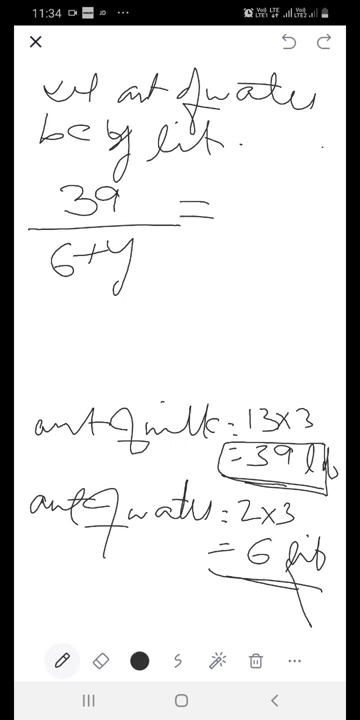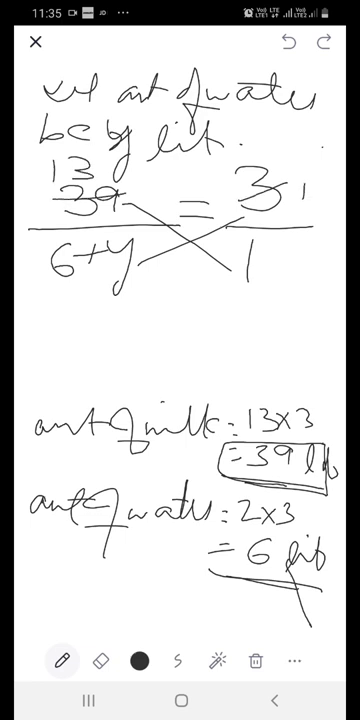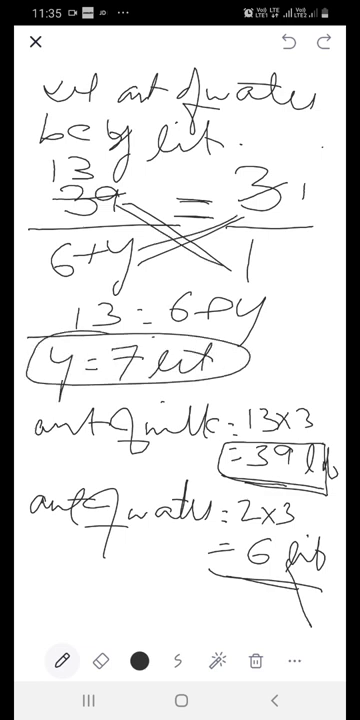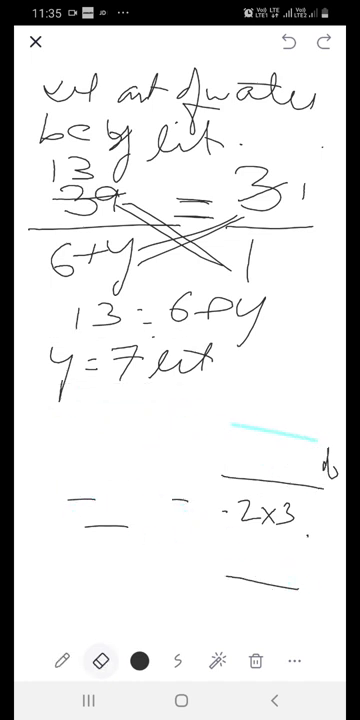Now the ratio becomes, according to the question, 3/1. You are going to cross multiply it and you are going to get 39. I can cancel 3 with 39. 3 ones are 3, 39 because of equality. So it becomes 13 is equal to 6 plus y. If I cross multiply, y comes out to be 7 liters. So again you are going to write the statement that the amount of water added is 7 liter.